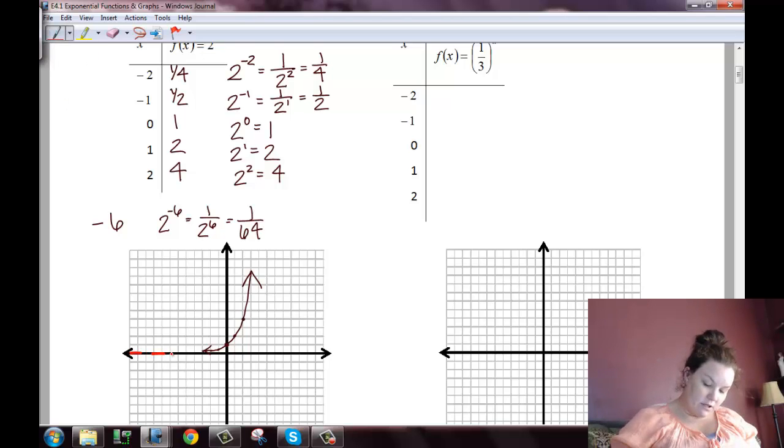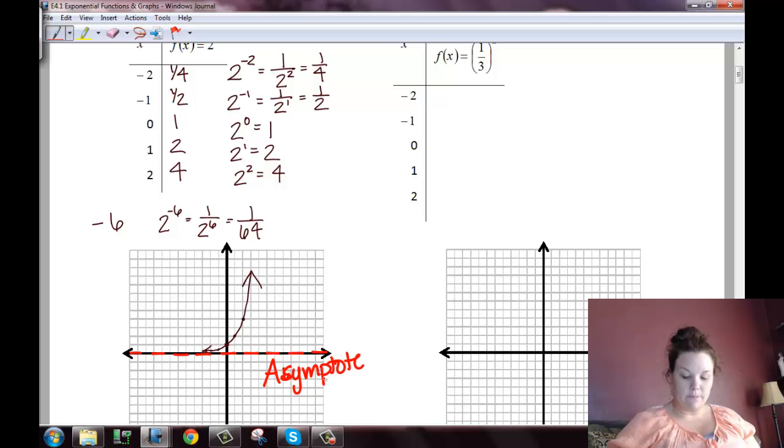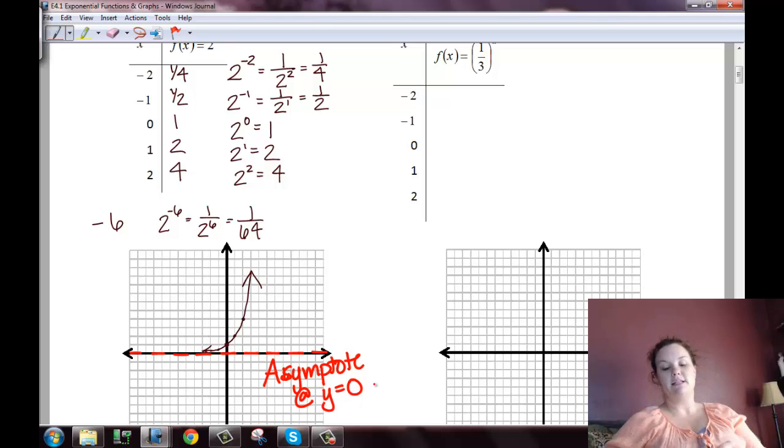So I'm going to go ahead and put a dotted line here on my x-axis, and this is an asymptote at the line y equals 0. What that tells me is that my y values are getting closer and closer to 0, but they're not touching. Okay? All exponential functions have an asymptote.